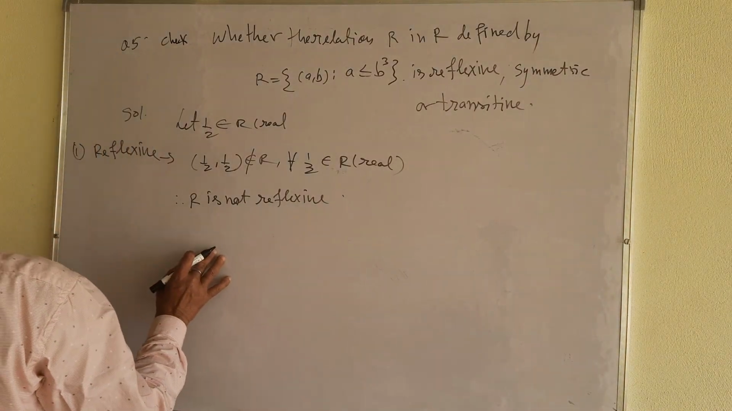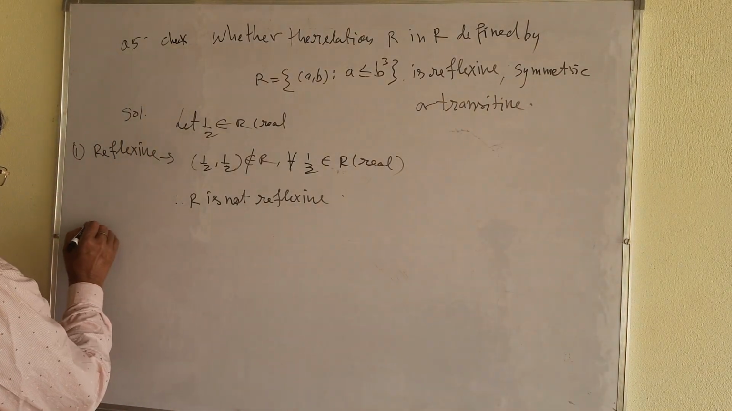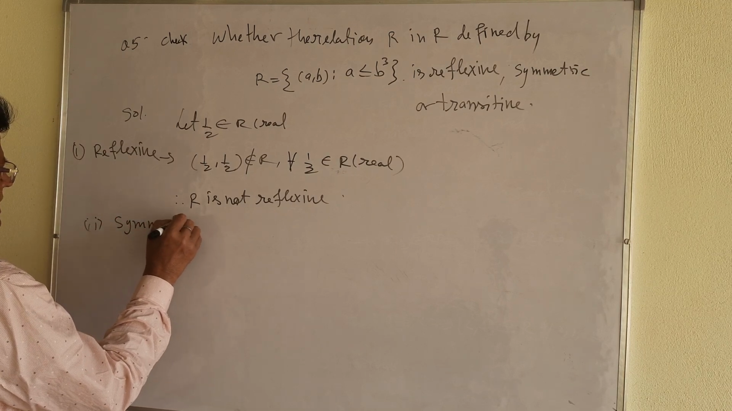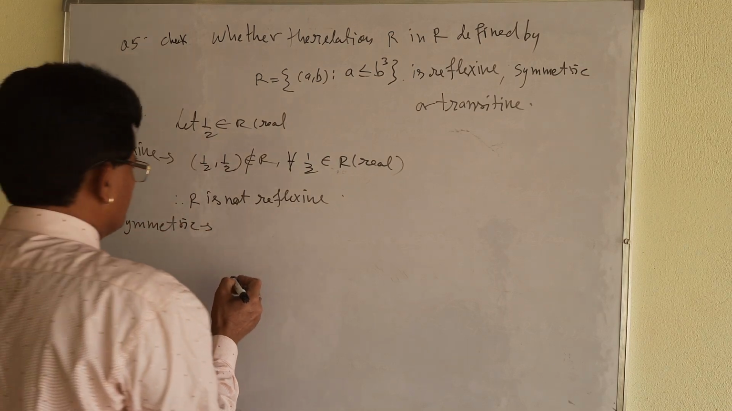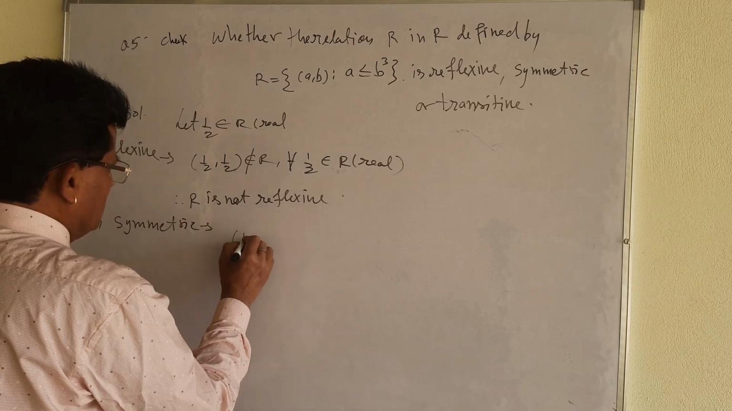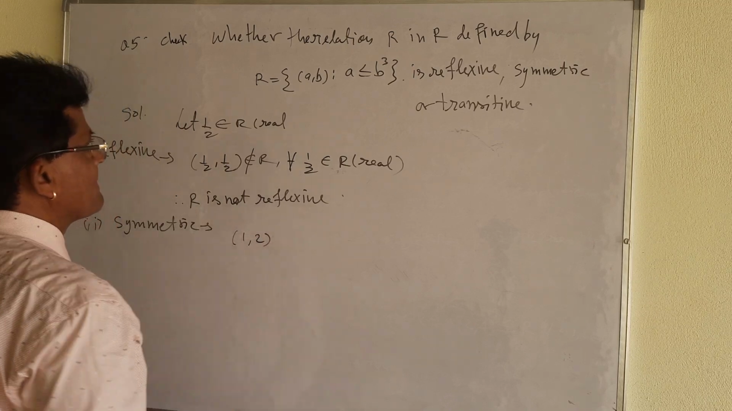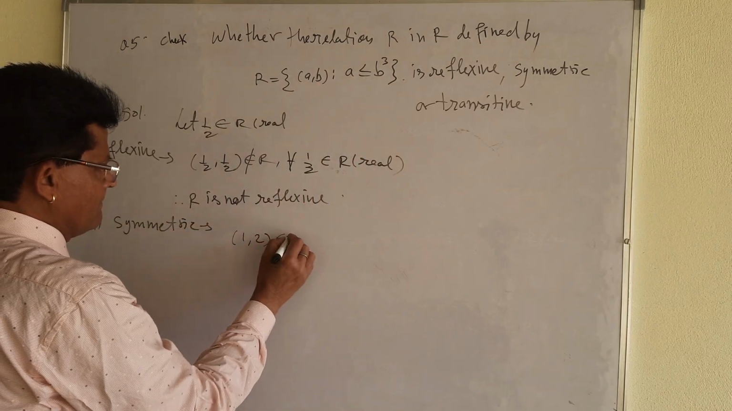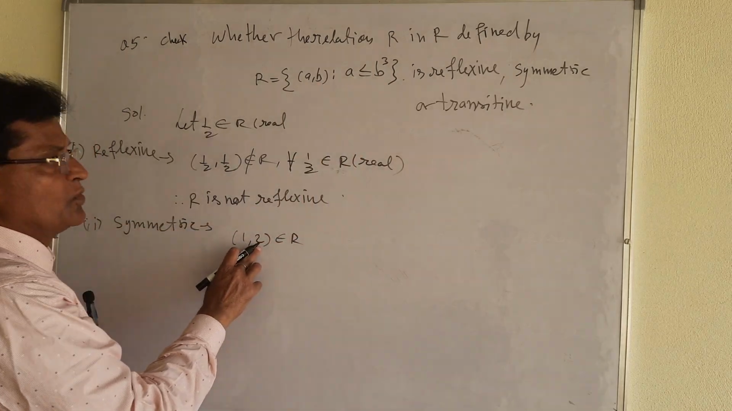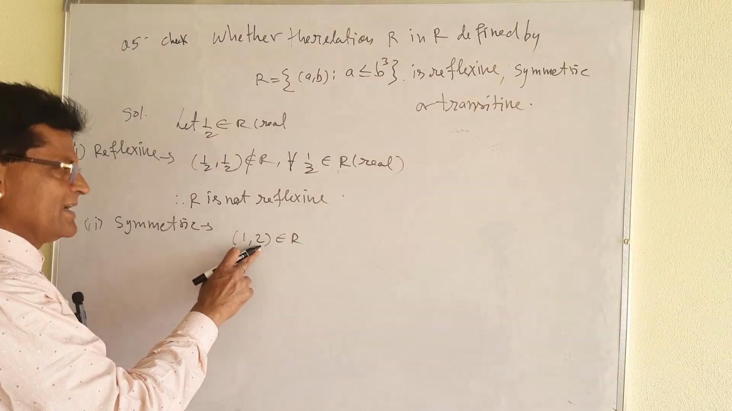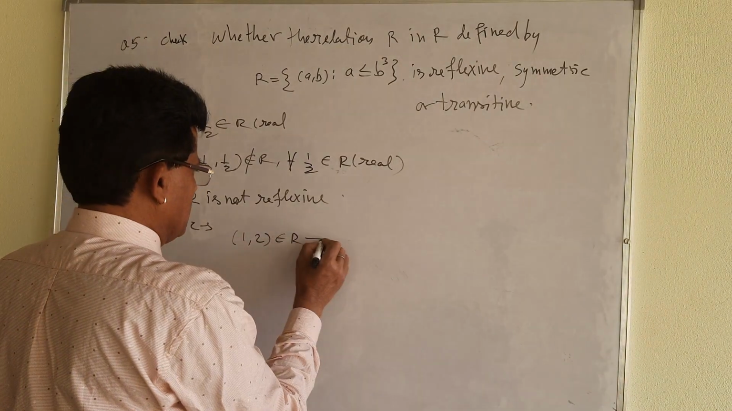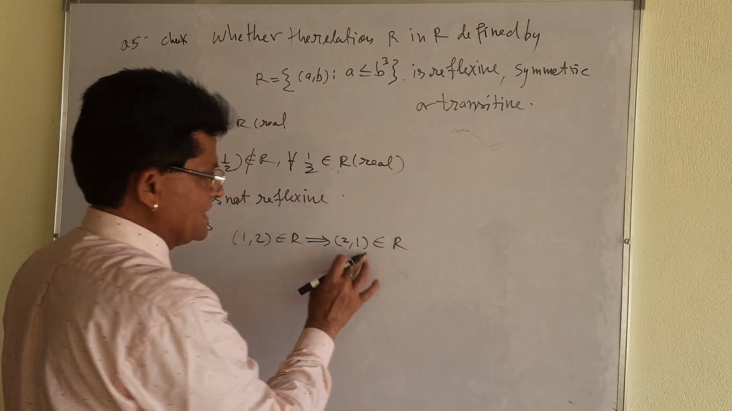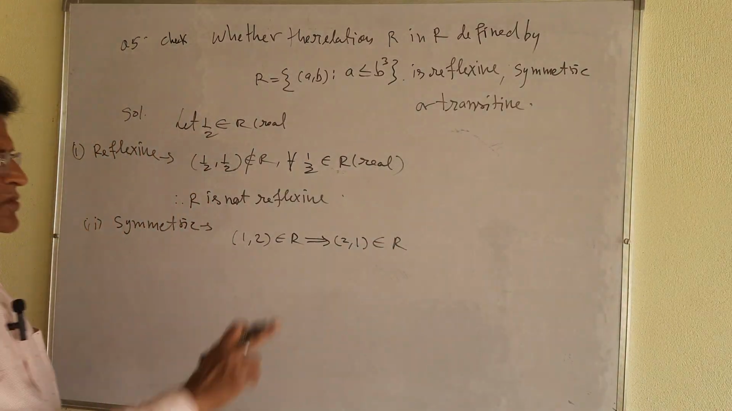Dear student, let me take the second case. That is, symmetric. As I told you, a similar kind of question is there. You see, let me take suppose 1 and 2. (1, 2): 1 is less than 2 cubed, which is 8. 1 is less than 8, true. Next, this implies that (2, 1) belongs to R. You see carefully, does (2, 1) belong to R?